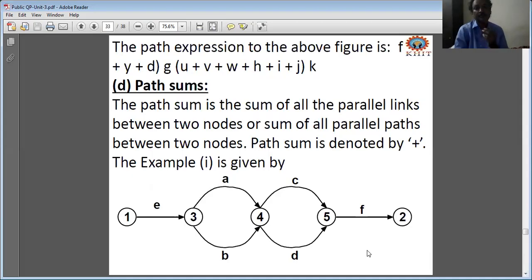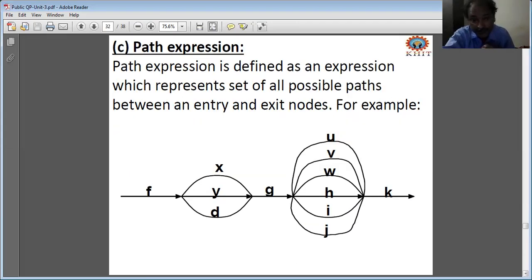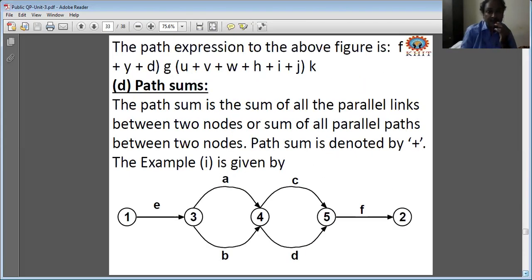The path expression for the above figure is f into (x plus y plus d) into (x plus y plus d) into g into (u plus v plus w plus h plus i plus j) into k. Path sum: the path sum is the sum of all parallel links between two nodes, or the sum of all parallel paths between two nodes. Path sum is denoted by plus. One example is given by e into (a plus b) into (c plus d) into f.